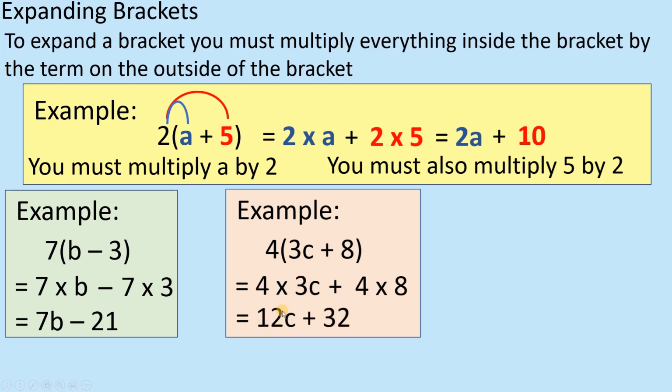So we can times the two numbers, and we leave the little C next to it. So it's 12 somethings, so 12C plus, like I said, the 4 times 8, which is 32. So we've looked at a couple of variations there.